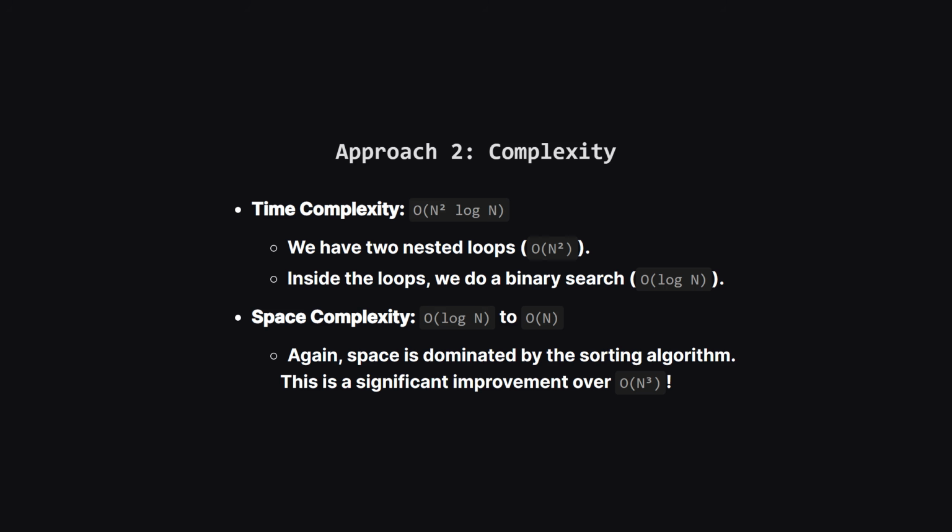This approach is much better. The time complexity is now big O of n squared log n. We have the n squared part from the 2 nested loops, and for each pair we do a log n operation for the binary search. The space complexity is still just what's needed for sorting. This is a solid improvement, but can we do even better?